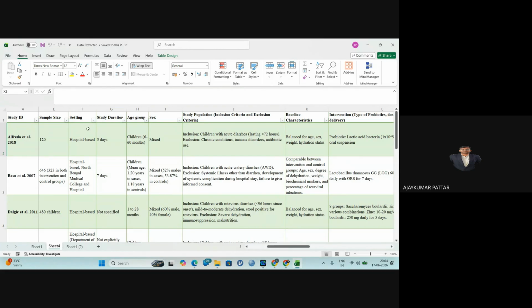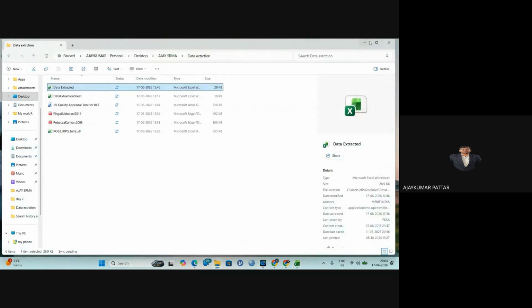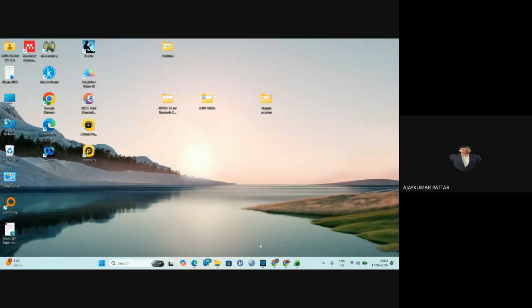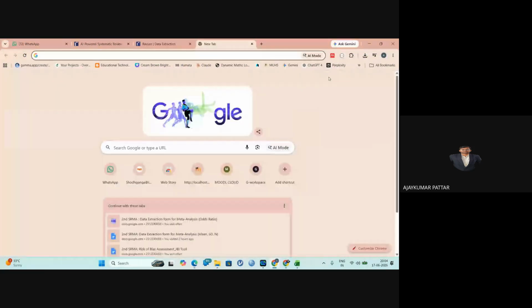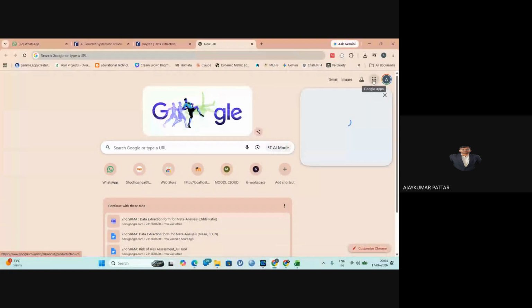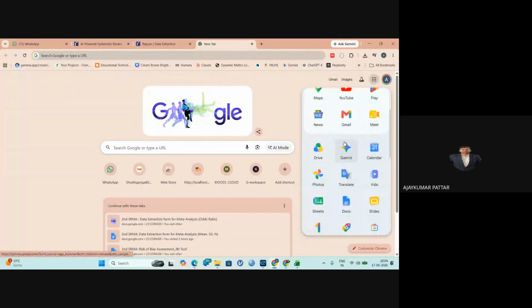So directly, if you don't want to enter here, we can create a Google form also. If we enter data in the Google form, it will automatically take the things into the Google sheet. So that is also one of the easiest ways.